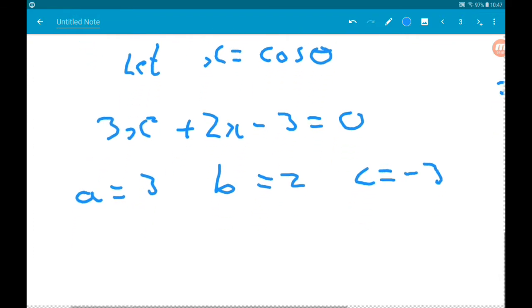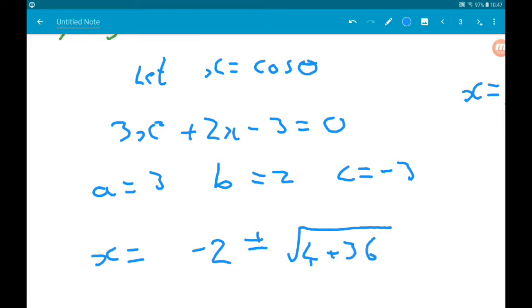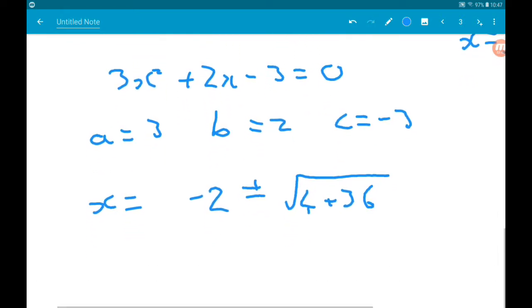So x is minus 2 plus or minus the square root of 2 squared, which is 4, minus 4 times 3 times minus 3. So that's minus 4 times minus 9. That's add 36. And then it's all over 2 times 3, which is 6.